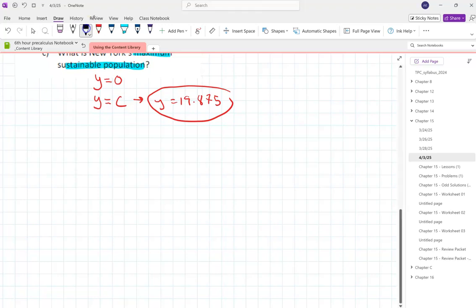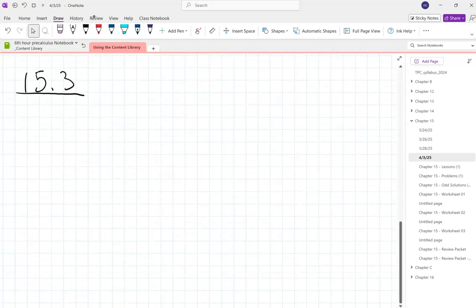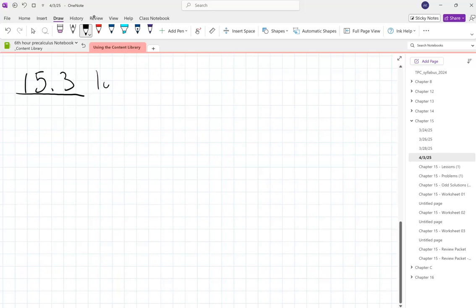So today we're going to start 15.3. We're not going to finish this today, but we're going to start it. In 15.3, we're going to start talking about logarithms. So I want to start with something to just kind of get us used to thinking about this.